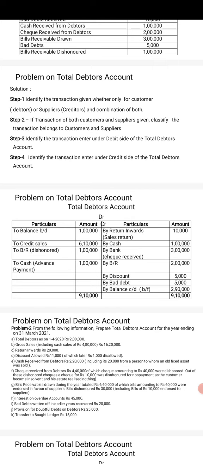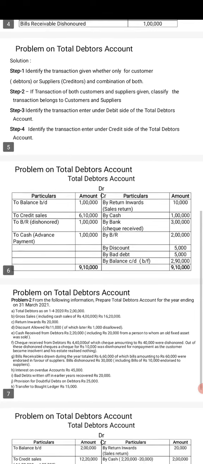Return inwards, this is also called sales returns. We have to enter under the credit side of the total debtors account. Discount allowed rupees 11,000. This one you have to enter under the credit side of the total debtors account. 1,000 disallowed is there. We have to enter under the debit side. Cash received from debtors 2,20,000, including rupees 20,000 from a person to whom an old fixed asset was sold. So cash received you have to enter here under the credit side of the debtors account.